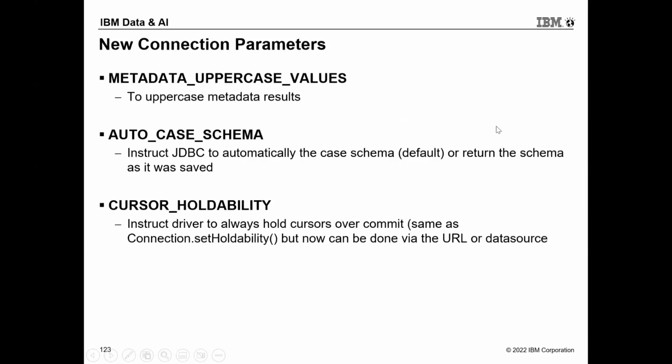Some new connection parameters: metadata uppercase values for uppercase metadata results. Auto case schema instructs JDBC to automatically case the schema output on default or return the schema as it was saved. Cursor holdability instructs the driver to always hold cursors over a commit, same as connection.set holdability, but now it can be done via the URL or data source.